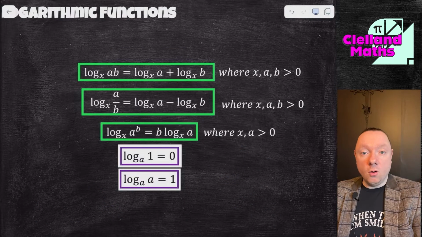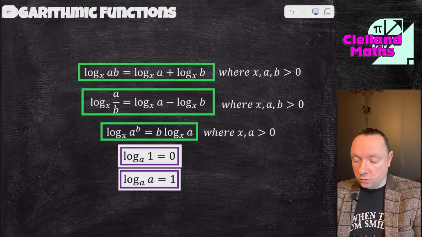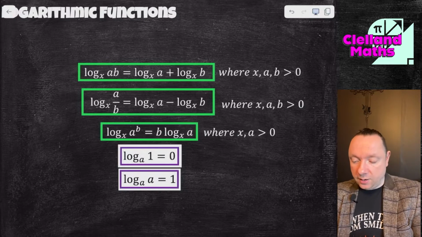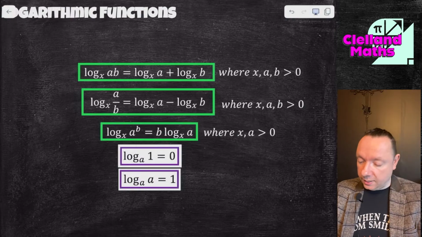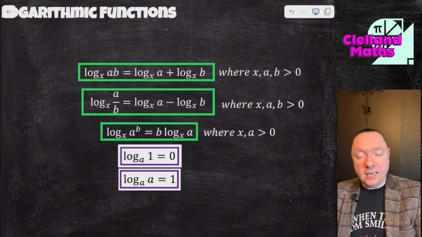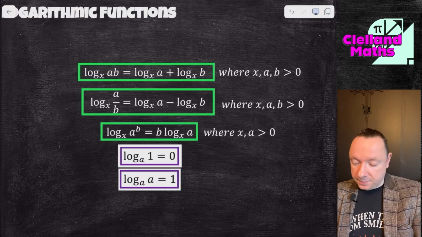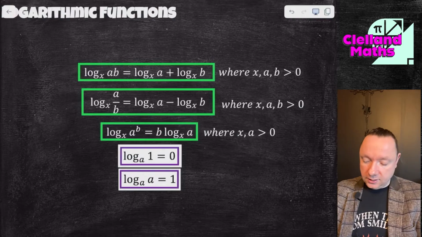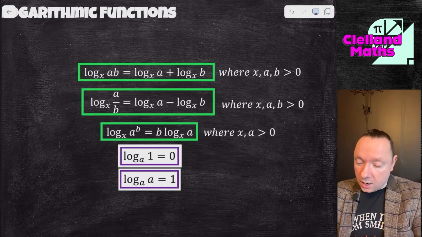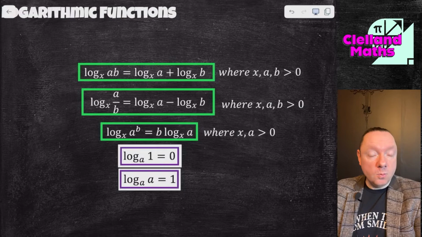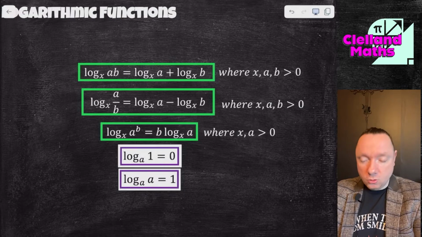Okay, so let's take a note of all of our rules of logs. Log AB equals log A plus log B. Log A over B is log A minus log B. Log A to the power of B is B log A. And then remember, log of 1 is 0 and log of itself is 1. We can combine these into much more tricky questions. So let's look at combining rules of logs.